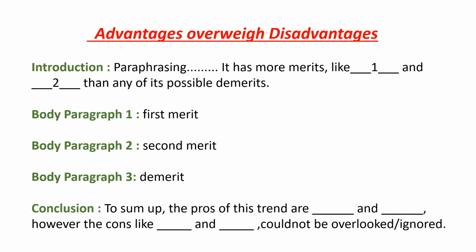Now, in the conclusion, you have to write, "To sum up, the pros of this trend are dash and dash. However, the cons like dash and dash could not be overlooked or ignored."